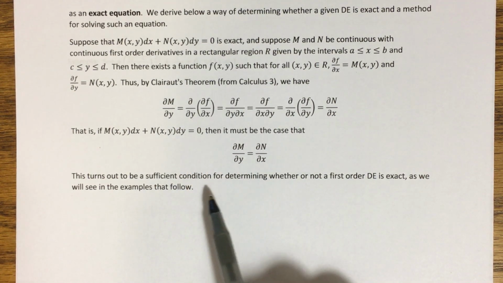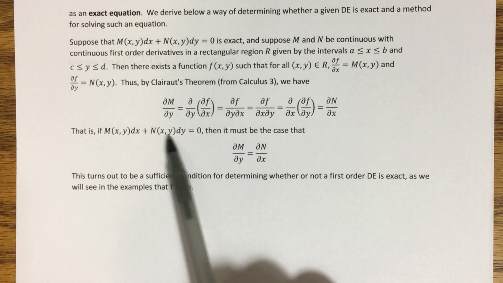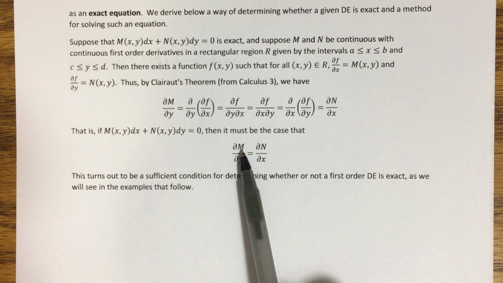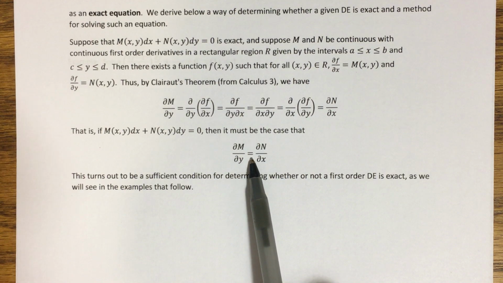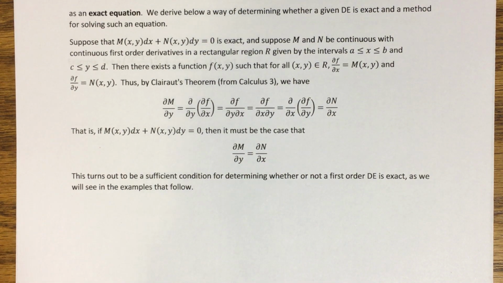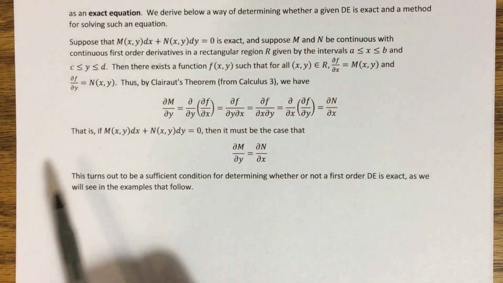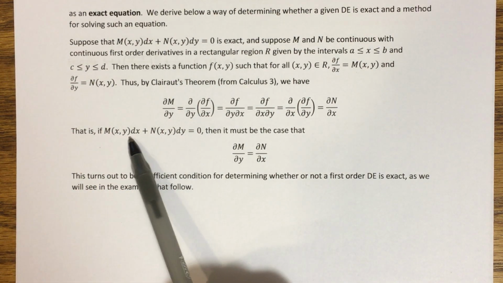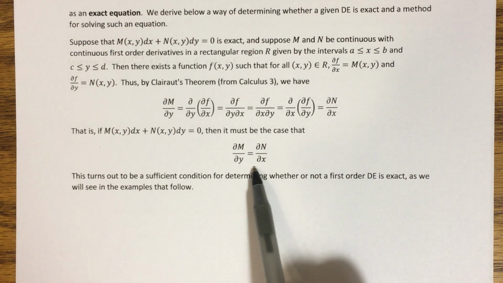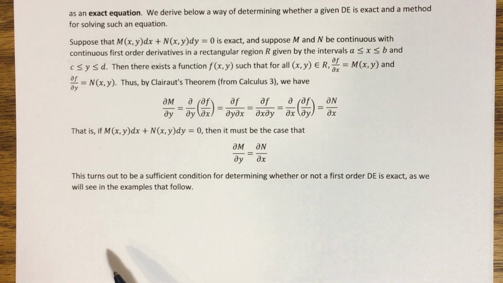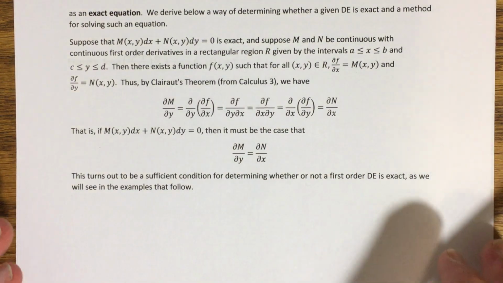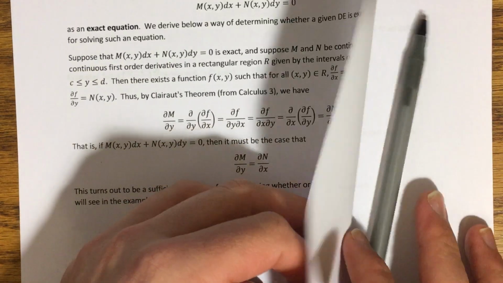Getting rid of all these steps in the middle, this equation is exact only if the partial of M with respect to y is equal to the partial of N with respect to x. Okay? In fact, we can say that using the terms if and only if. This is exact if and only if this little equation holds. So I'm going to use the examples to illustrate how we use this.